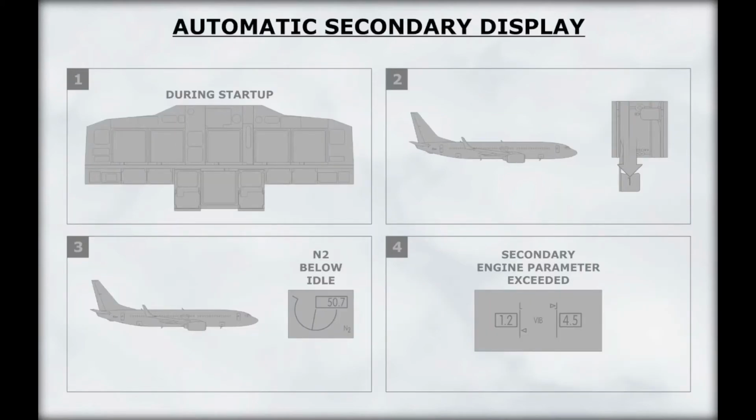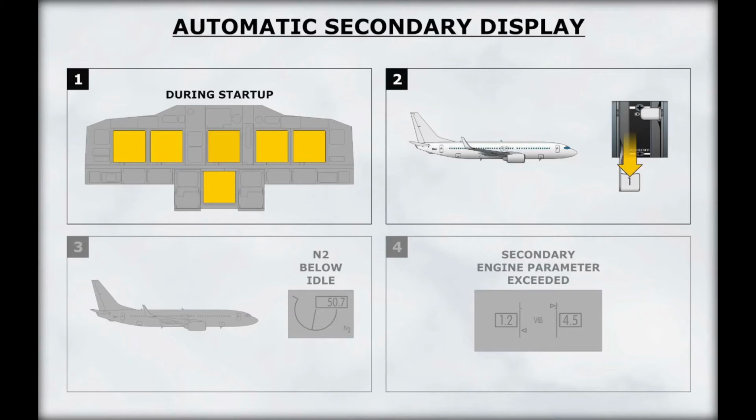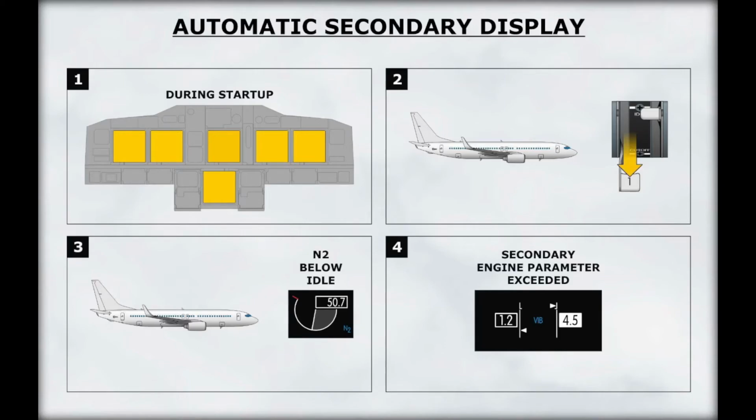The secondary engine indications are automatically displayed for one of the following conditions. The displays receive initial electrical power. When a start lever is placed to cut off while the aircraft is in flight. When an N2 is below idle while the aircraft is in flight, or when a secondary engine parameter is exceeded. When the secondary engine indications are automatically displayed, they cannot be cleared until the condition is no longer present.